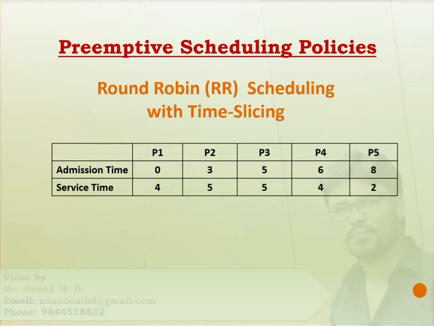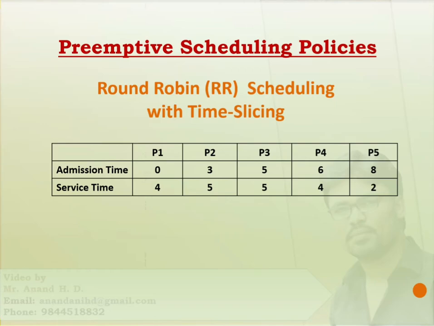And the service times are 4, 5, 5, 4 and 2 respectively. That is, process P1 requires a total of 4 time units to complete its execution, while process P2 requires 5 time units to complete its execution. Process P3 also requires 5 time units, P4 requires 4 time units, and process P5 requires only 2 time units to complete its execution.